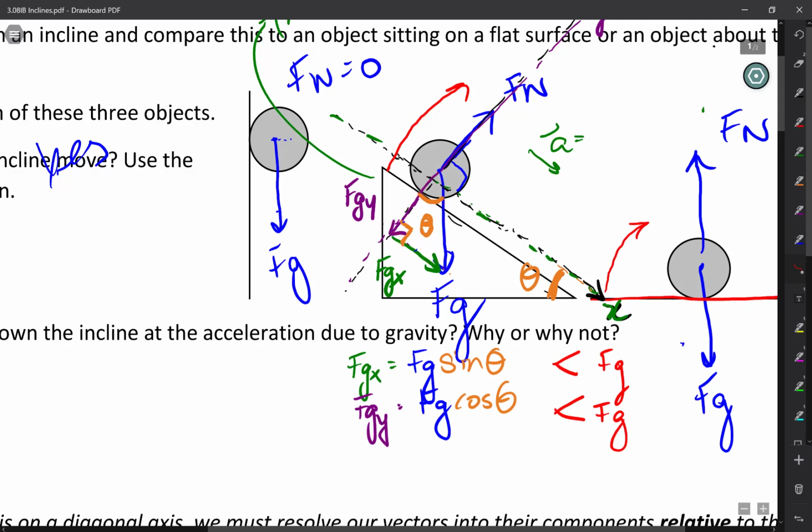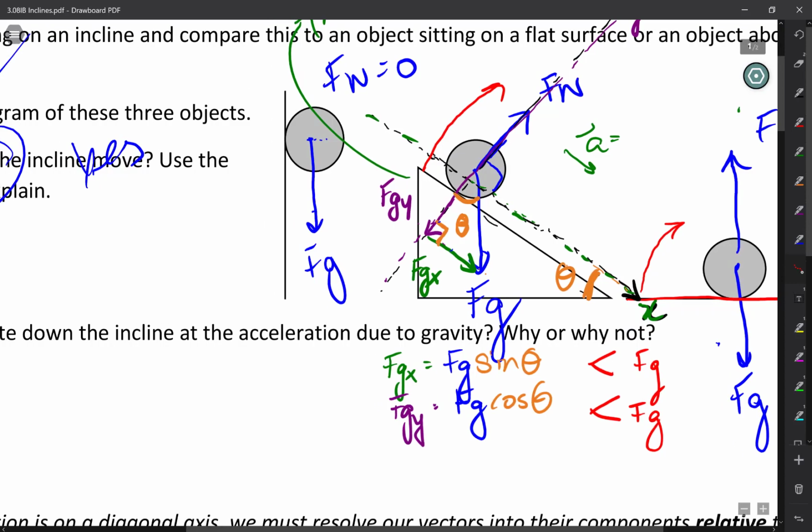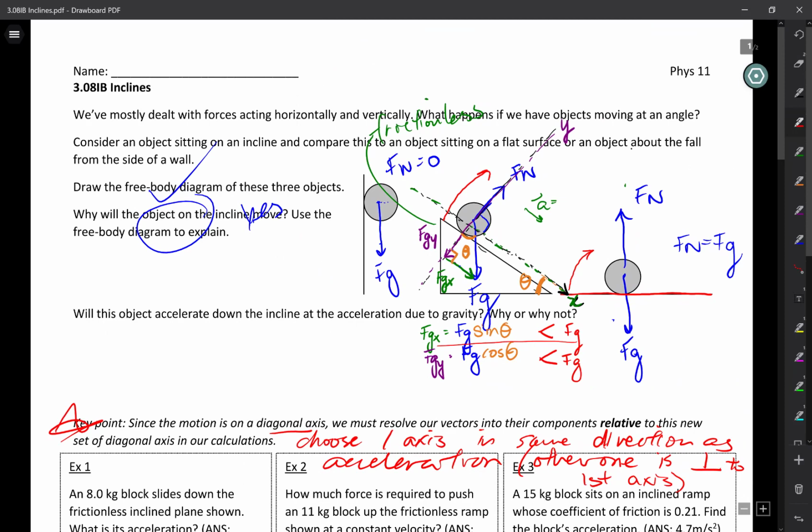Any component of any original force is always going to be less than your original one. If you don't believe me, try substituting any angle between 0 and 90 degrees, and you will find that your component of FG is going to be less than the original FG itself. This is important to take note of, especially later on. So that is how we take an incline and break down the forces into their components. The key is to use a different set of axes.